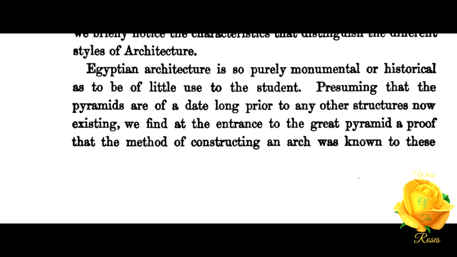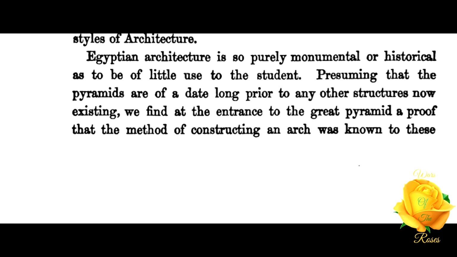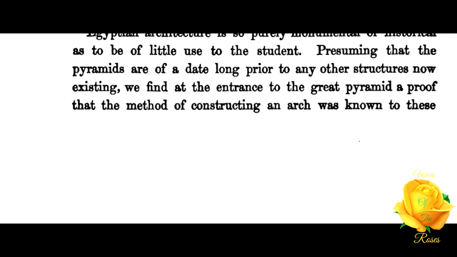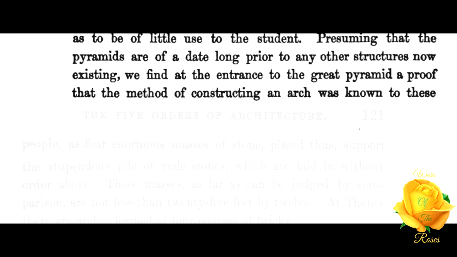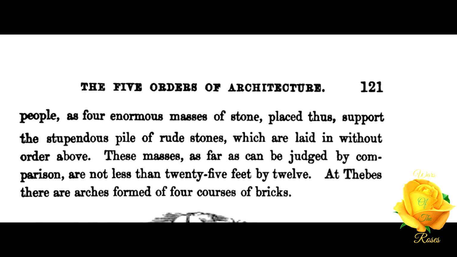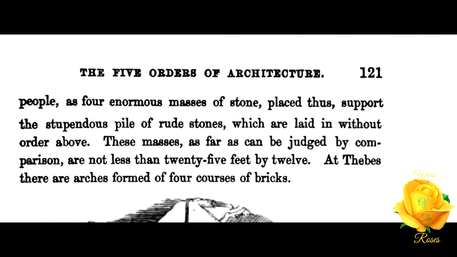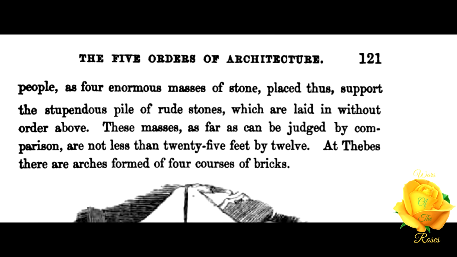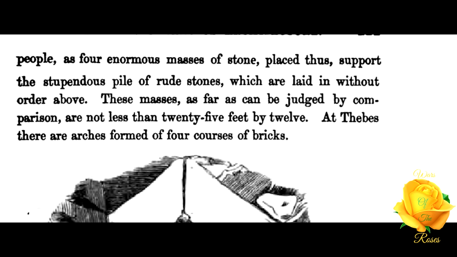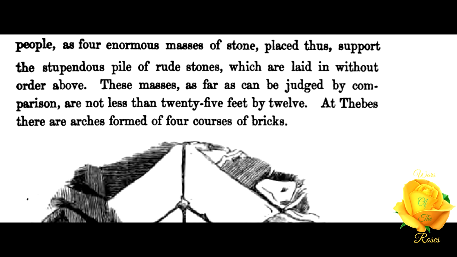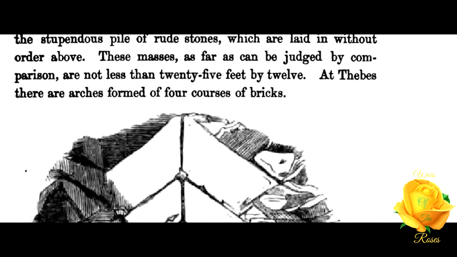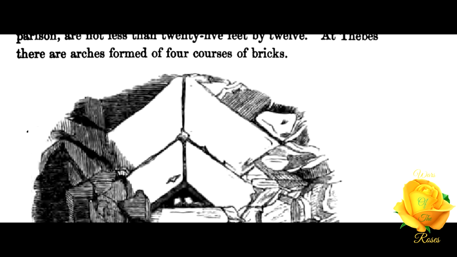Presuming that the pyramids are of a date long prior to any other structures now existing, we find at the entrance to the Great Pyramid a proof that the method of constructing an arch was known to these people, as four enormous masses of stone, placed thus, support the stupendous pile of rude stones, which are laid in without order above. These masses, as far as can be judged by comparison, are not less than 25 feet by 12. At Thebes, there are arches formed of 4 courses of bricks.